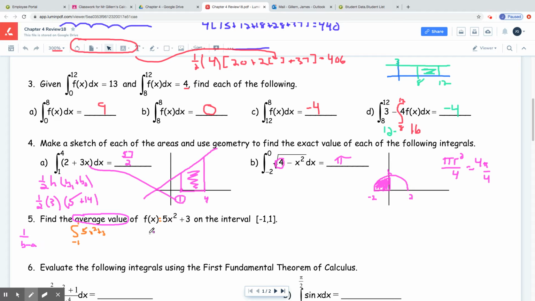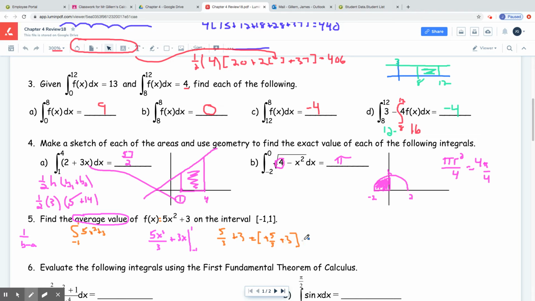So we're first going to integrate, and we do 5x cubed. Once again, I would need to see all of this work. All right, 5x cubed over 3 plus 3x. And then I'm going to plug in 1 and negative 1. All right, so when I plug in 1, I get 5/3 plus 3. All right, minus, now I plug in negative 1, I get negative 5/3. Negative 1 times 3, that would be minus 3. But I distribute these negatives, and it's going to change it to positives.